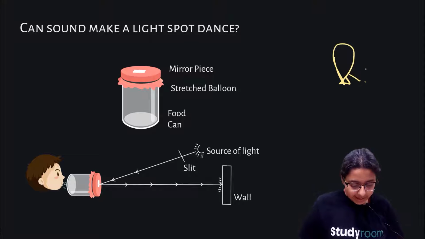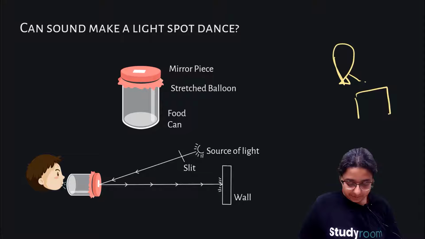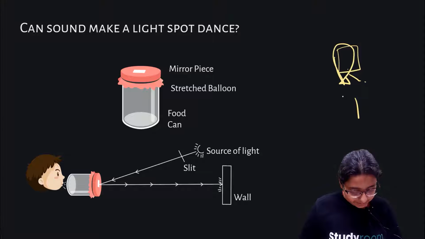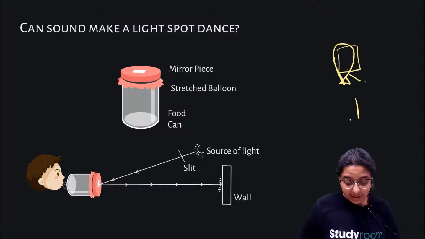Take a small piece of mirror. Use a drop of glue to stick the piece of mirror on the balloon. Allow the light through a slit to fall on the mirror. After reflection, the light spot is seen on the wall, as shown in the figure.